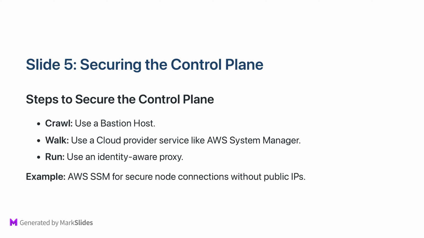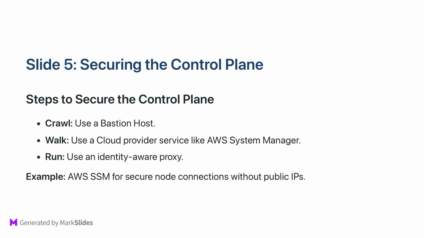1. Crawl. Use a bastion host. The first step is to implement a bastion host. This is an intermediary server through which all administrative access to your cloud resources must pass. It's like a gateway, ensuring that only authenticated and authorized users can manage your instances or services. This method is fundamental but effective, adding an extra layer of security by isolating and controlling access points.